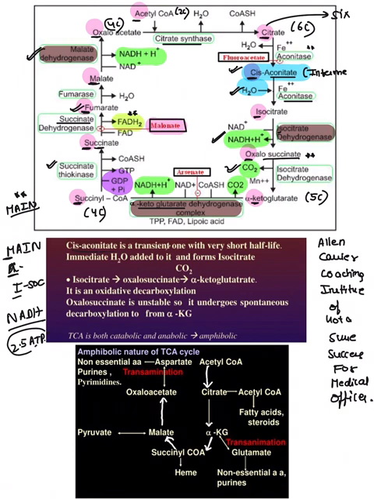This cis-aconitase, I said it is transient. So water is added, and it forms isocitrate. Then isocitrate goes on, and you see this is the oxidative decarboxylation. Why? It involves the removal of CO2. This oxalosuccinate is also unstable, so it undergoes spontaneous decarboxylation.